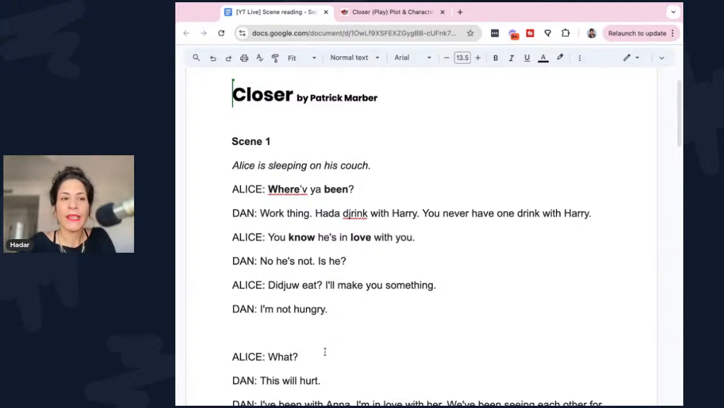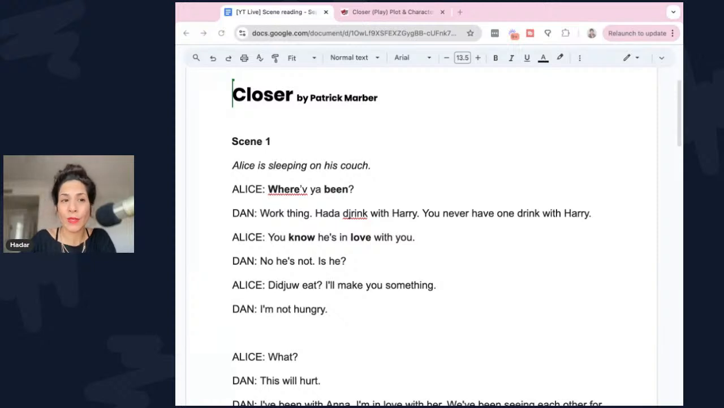Did you eat? Question. Intonation goes up. Not waiting for a response. I'll make you something. Or potentially he responds. We don't see it. That's the thing about plays or scripts. We read it. We need to imagine. Maybe he says no.